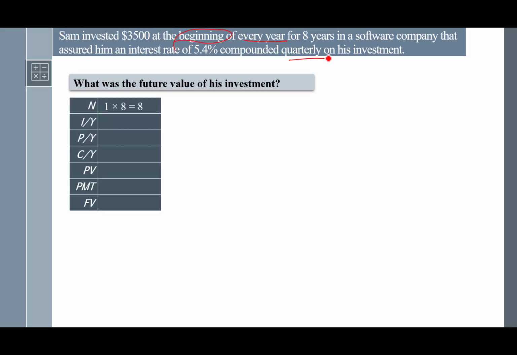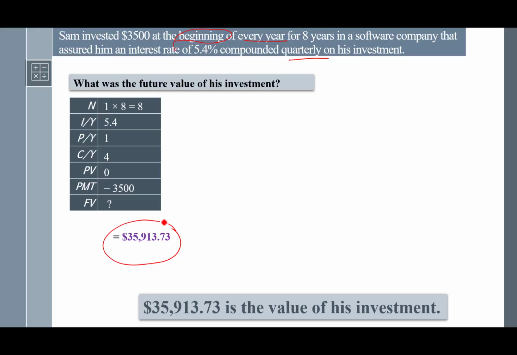Every year for 8 years, N is 8, interest rate 5.4, PY is 1 because it's yearly, CY is 4 because it's quarterly, present value is 0, PMT 3,500, we're looking for the future value. Pressing CPT future value will give us the answer that it's 35,913.73. Let's bring the calculator and enter these values and see if we get the same thing.